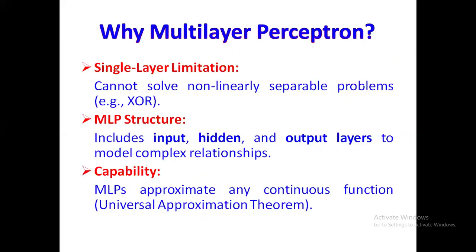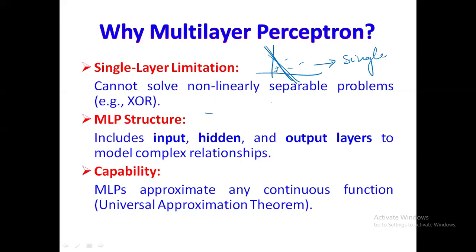And why multi-layer perceptron? You know that in the previous lecture we saw the limitations of the single layer perceptron. The limitation of the single layer perceptron is that it cannot solve non-linearly separable problems. A non-linearly separable problem, in the sense that if you are marking the patterns in the plane, and you are able to separate the positive classes from the negative classes with a single plane, then we can use the single layer perceptron.